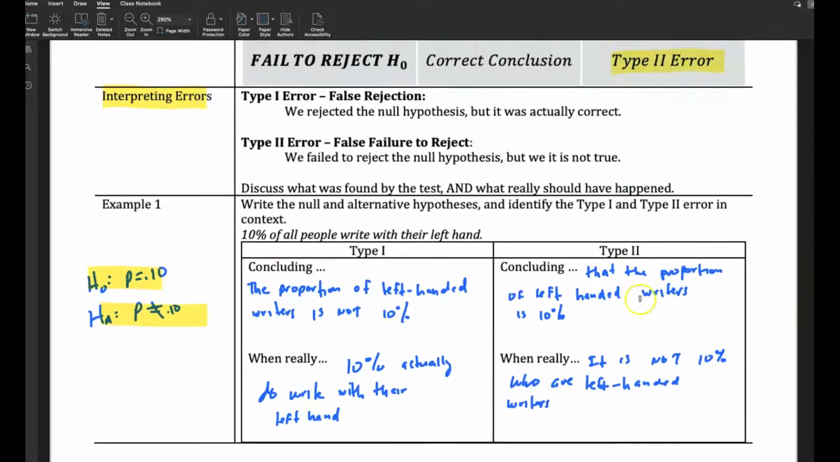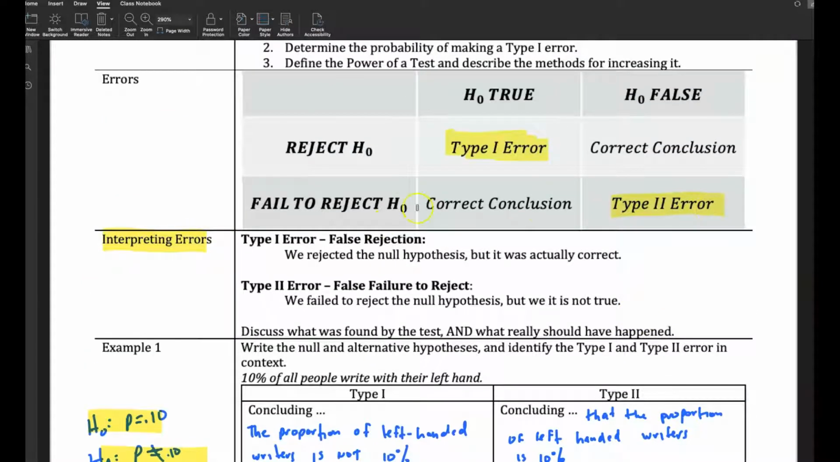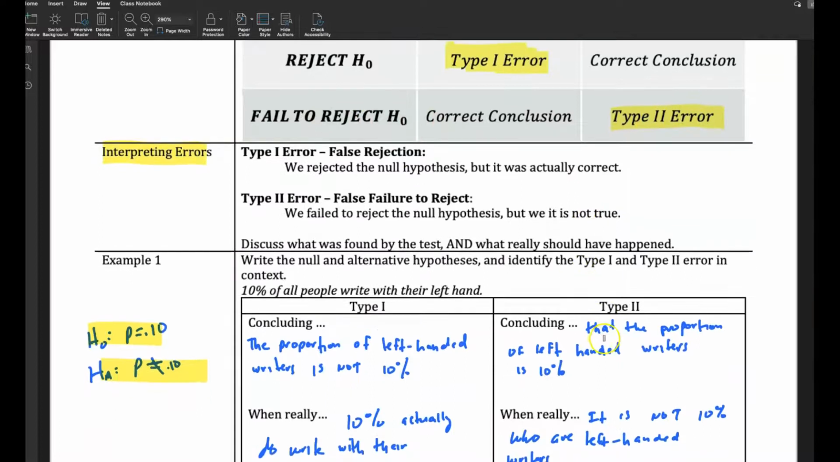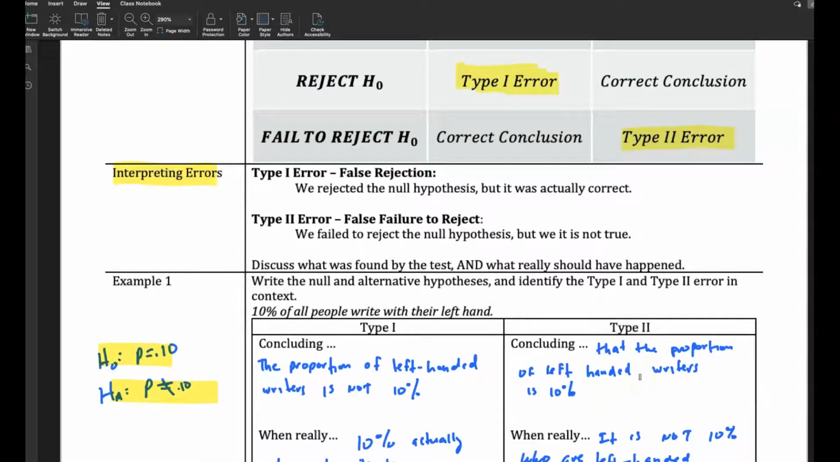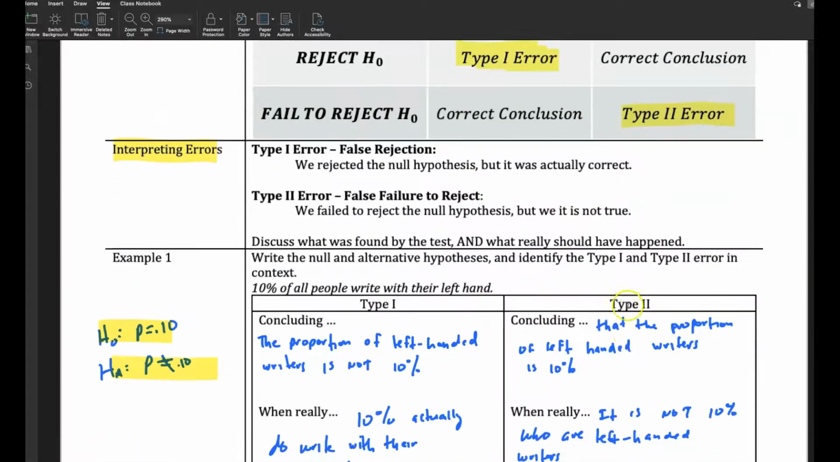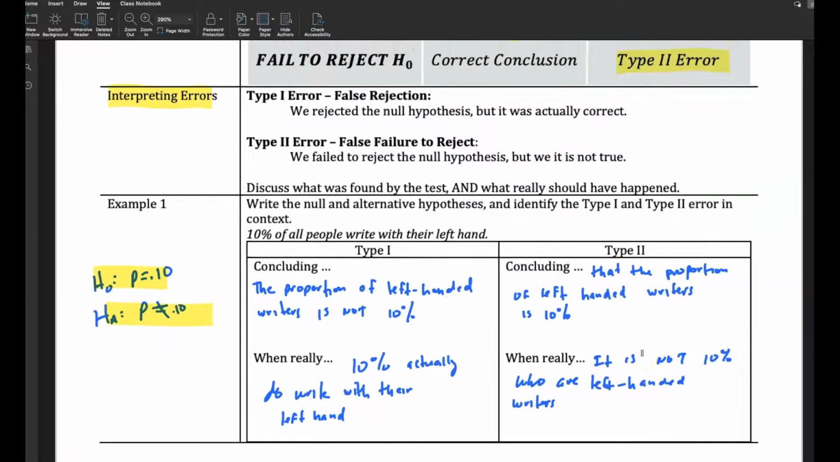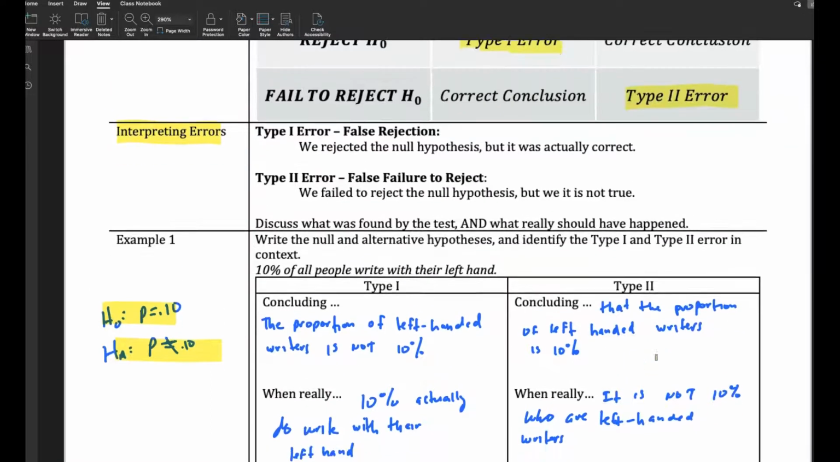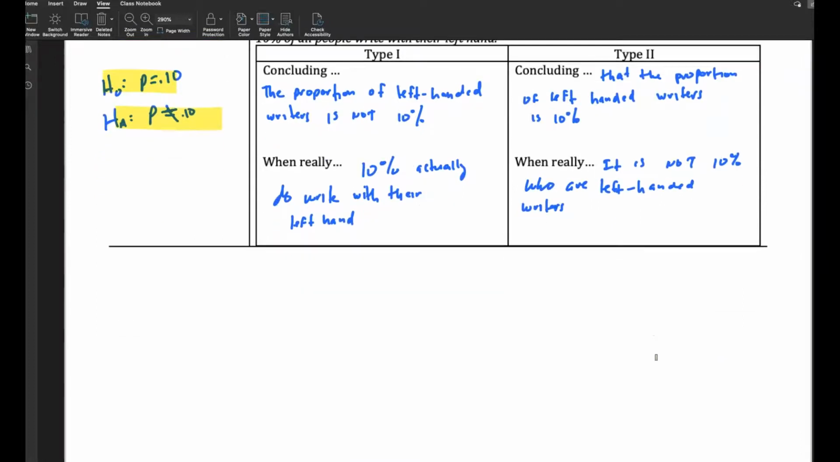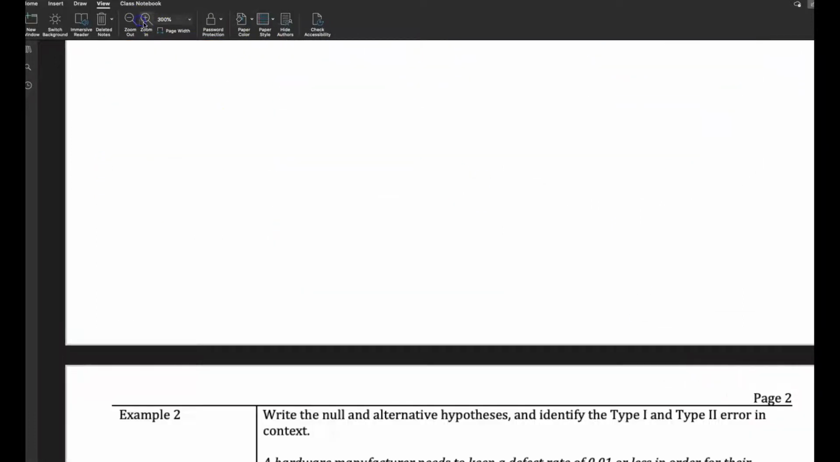A Type 2 error in this case, we fail to reject. So we conclude that the proportion of left-handed writers is 10% because we fail to reject, but in reality, it's not 10%. And so again, we have these types of errors when we run a hypothesis test.